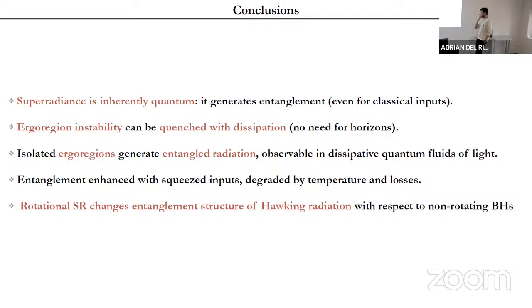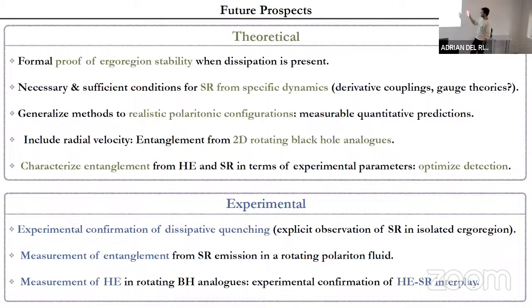Entanglement can be enhanced with squeezed inputs, and degraded by temperature and also detection losses, even though I've not shown anything on that. And then rotational superradiance changes the entanglement structure of Hawking radiation with respect to non-rotating black holes, and this is something that maybe has to be accounted for in some scenarios. And then future prospects, which are theoretical. We need a formal proof of ergo region stability with dissipation. We also need necessary and sufficient conditions for superradiance to occur from specific dynamics.